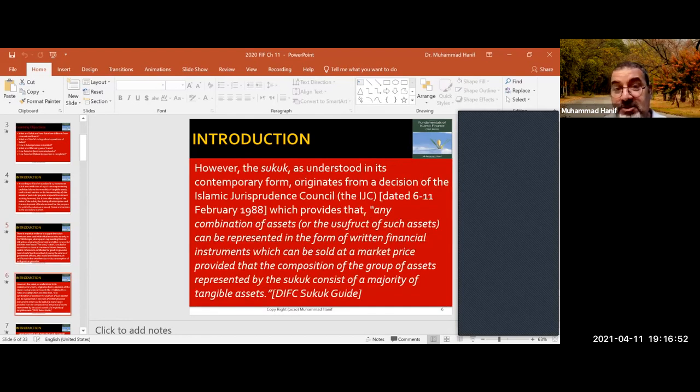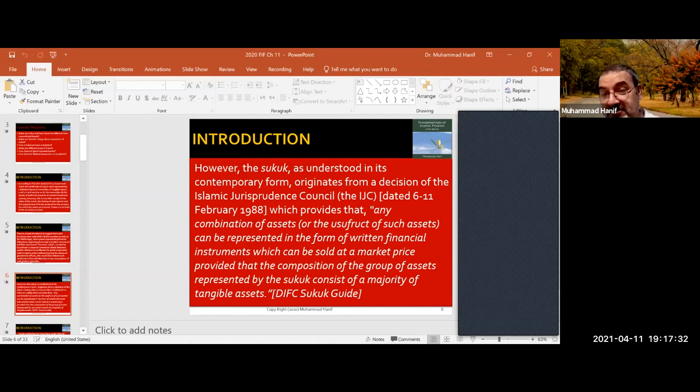However, the Sukuk as understood in its contemporary form originates from a decision of the Islamic Jurisprudence Council dated 6 to 11 February 1988, which provides that any combination of assets or the usufruct of such assets can be represented in the form of written financial instruments, which can be sold at a market price, provided that the composition of the group of assets represented by the Sukuk consists of a majority of tangible assets.